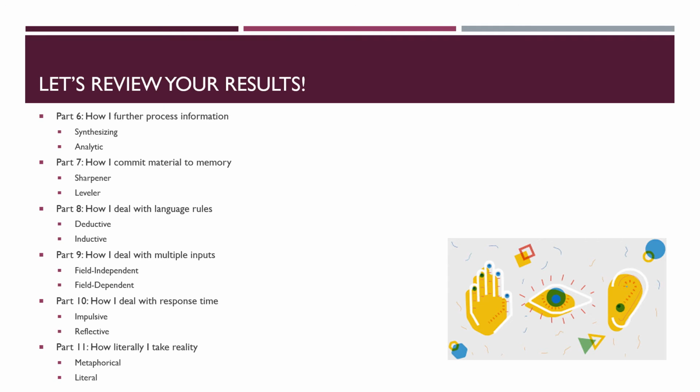For part 8, how I deal with language rules. If you are a deductive learner, you go from general to specific. So you apply general information to specific experiences. On the other hand, if you are an inductive learner, you go for the opposite. So you start with the specifics to get more general. So you like to work with specific examples rather than rules or theories.